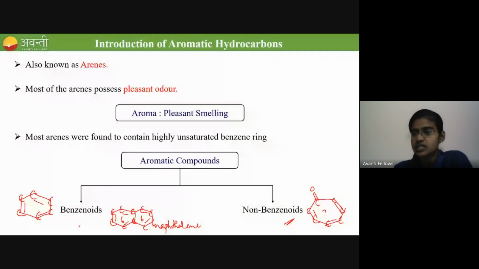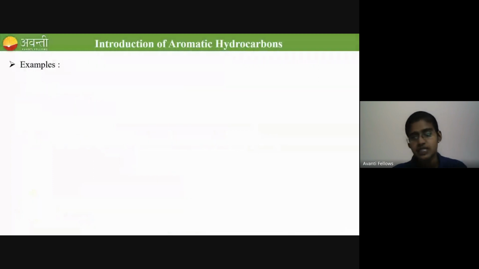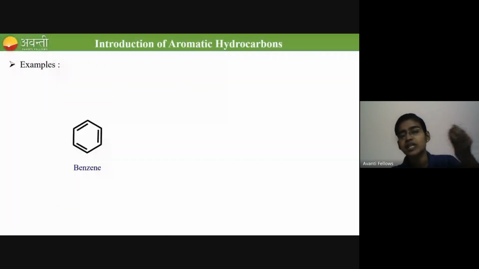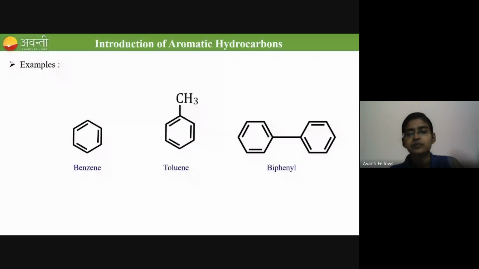Is this clear for all? Yes. Okay. So I'll show you some examples also. First, the very important example is benzene. And if I substitute a group like methyl or NH2 onto this benzene, then also it is called a benzenoid compound. It is also an example of an aromatic compound. Now, if I substitute a methyl group, it is called toluene.